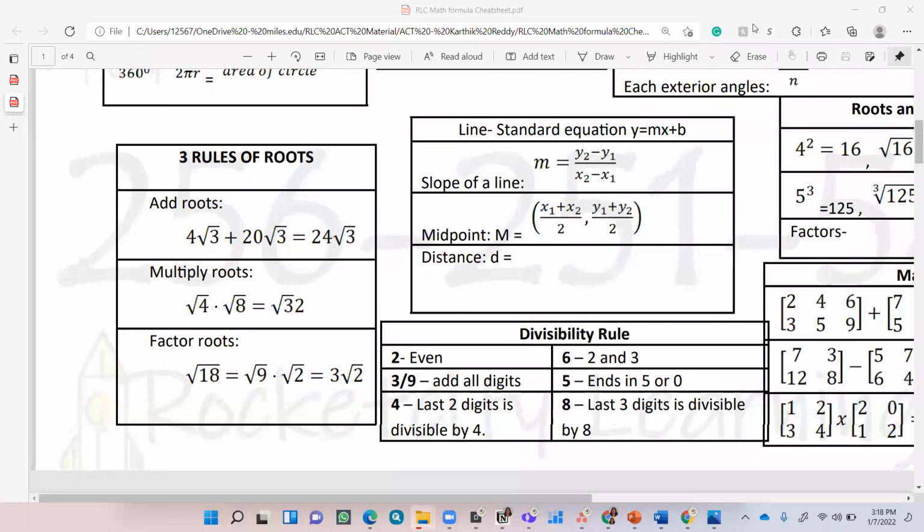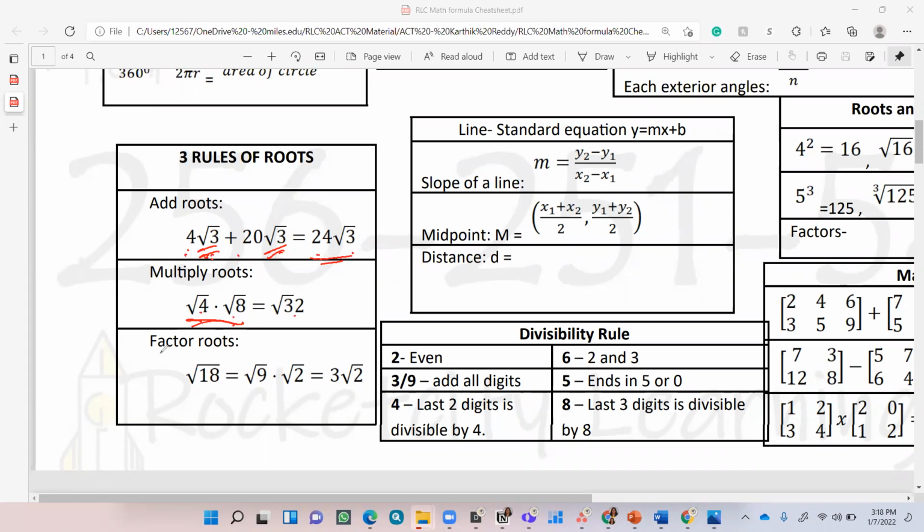Three rules of roots. If you have the same root, it's like having the same variable basically. If this was 4x plus 20x, we know it's 24x. The same way, 4 root 3 plus 20 root 3 is 24 root 3. So we can combine. If it is a multiplication, we can just multiply them, 4 times 8.